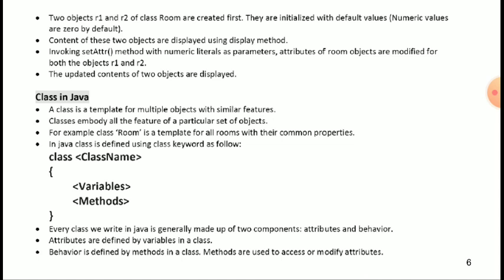Every class we write in Java is generally made up of two components: attributes and behavior. Attributes are defined by variables in a class. Behavior is defined by methods in a class. Methods are used to access or modify attributes.